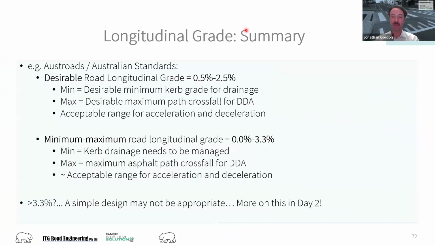Okay, so moving along into our longitudinal summary. And Ken, any questions there? No, we're good. Keep going.